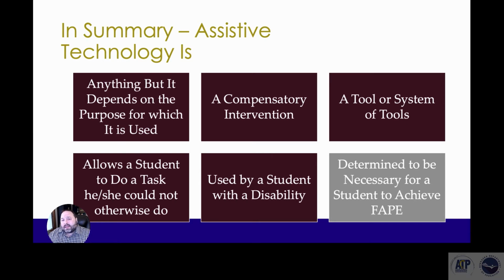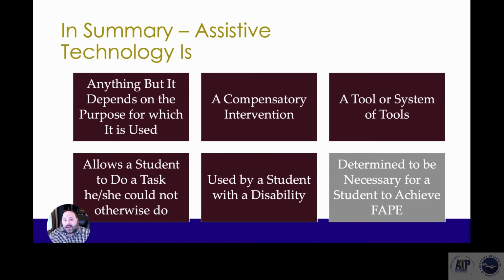It means that the assistive technology is going to allow a student to do a task that they could not otherwise do. By definition, assistive technology needs to be used by a student with a disability. And that is the way that it is set up in law. The other piece there is that assistive technology can be a single tool or a system of tools working together in order to meet the functional needs of the student.